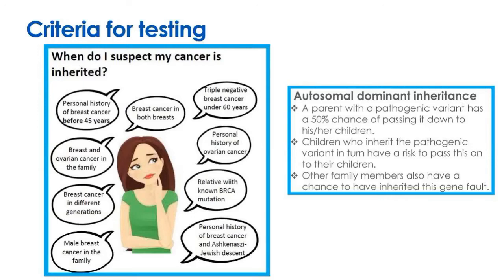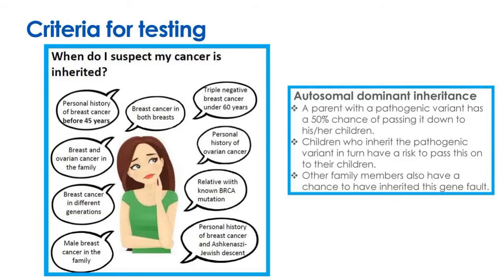So over the 4 weeks, we've heard of and learned a lot about genes and their inheritance patterns. So just to refresh you, we know that the cancer susceptibility genes are inherited in an autosomal dominant inheritance pattern. And what this means is if a parent has a pathogenic variant in one of these susceptibility genes, there is a 50% chance of passing it down to his or her children.